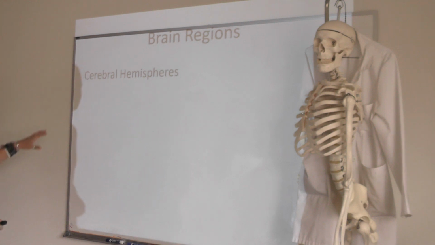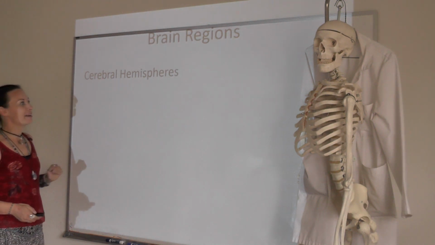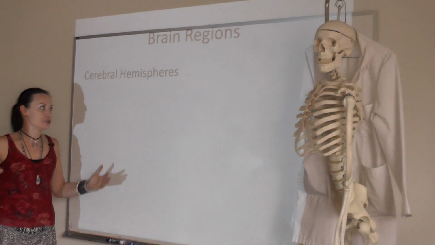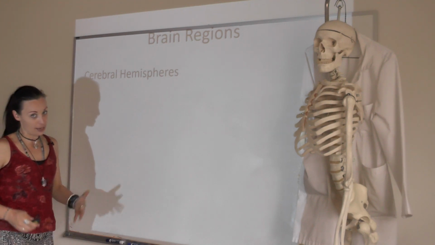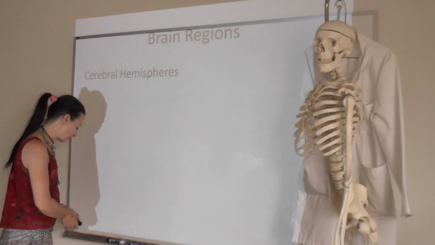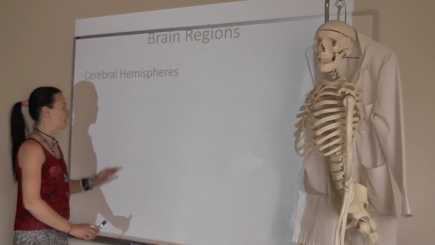Okay, so the brain is divided into 4 basic regions. And each of these regions has subregions, but let's first talk about our general divisions.